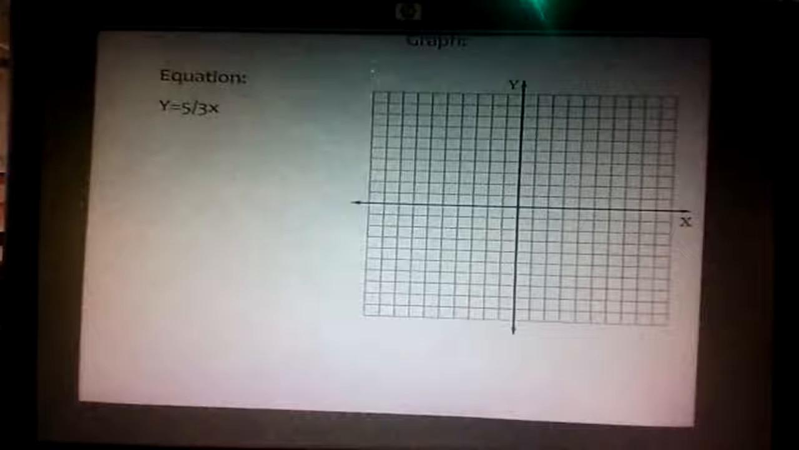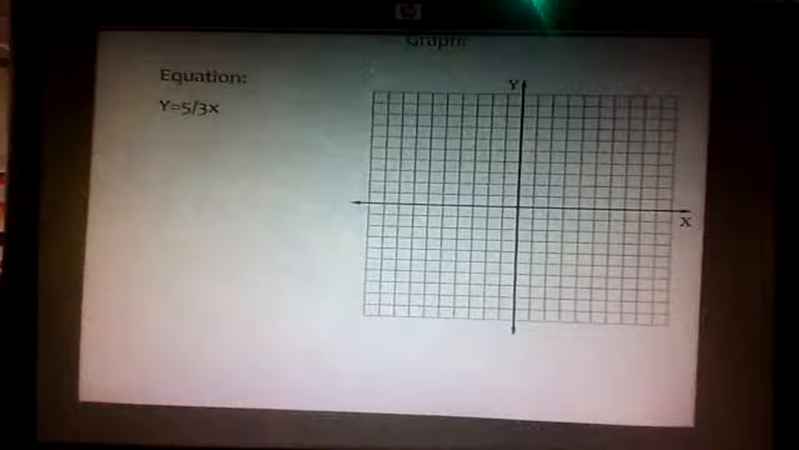If she tells you X is 0, can you tell her what Y is? 0. Why? Because there is no Y. She said X is 0, you're missing Y. So why would you say Y is 0? There is no Y.